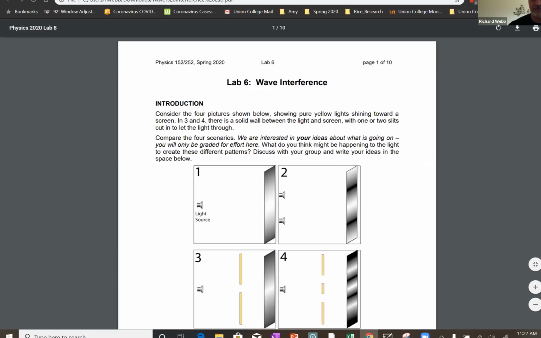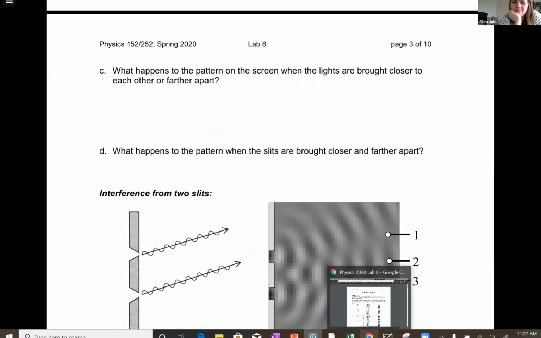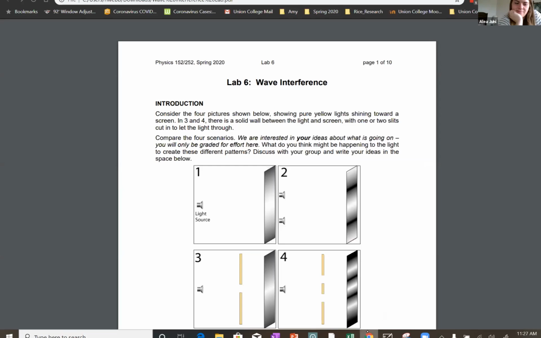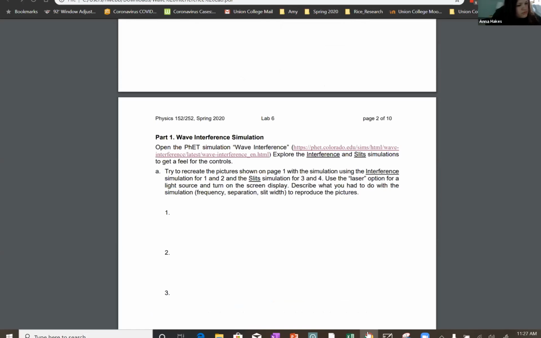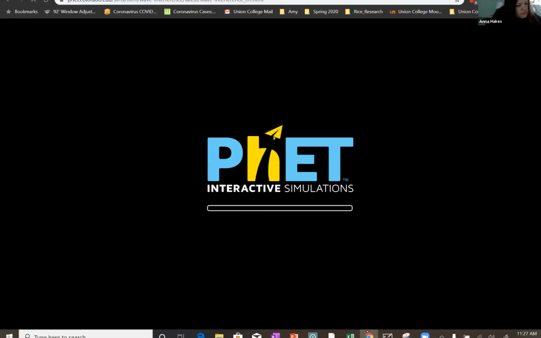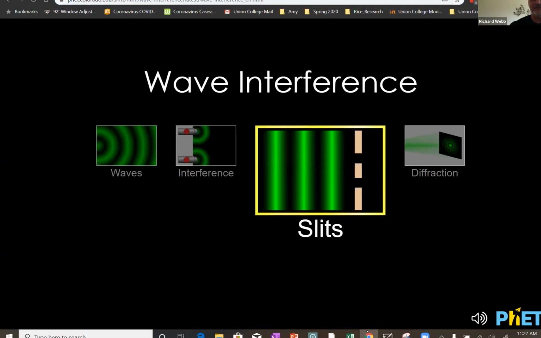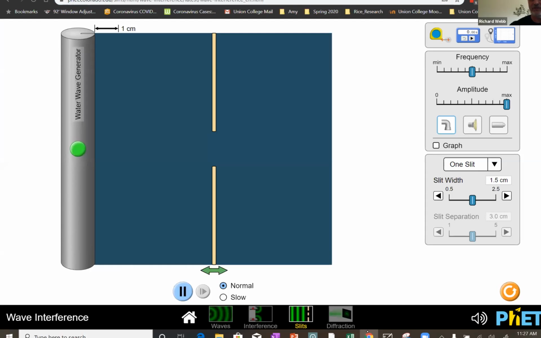Then for the slits, so I have to go, whoops. It did that to me too. Yeah, I hate that. I'm going to copy this so I can just paste it next time. So going to the slits, and it's double slit, so I can get the 2 slits.